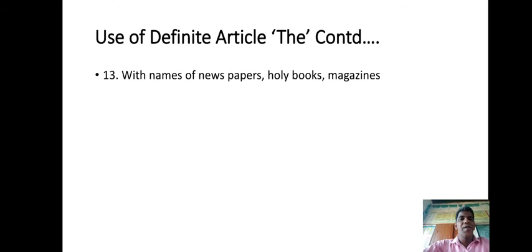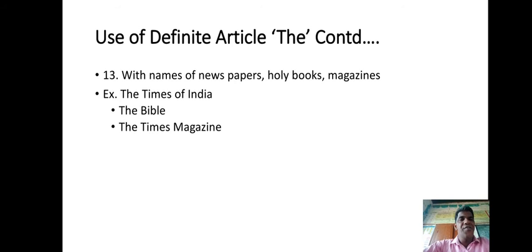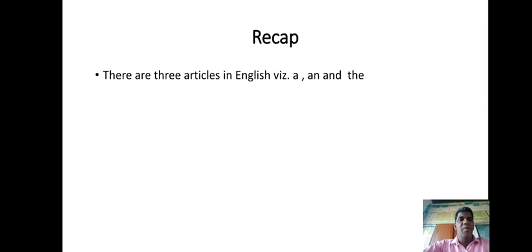Next, with the names of newspapers, holy books, and magazines, the article the is used. For example, the Times of India, the Hindu, the Deccan Herald, the Bible, the Ramayana, the Mahabharata, the Quran, the Times Magazine. So let us have a recap.